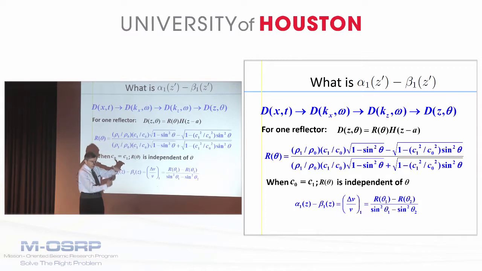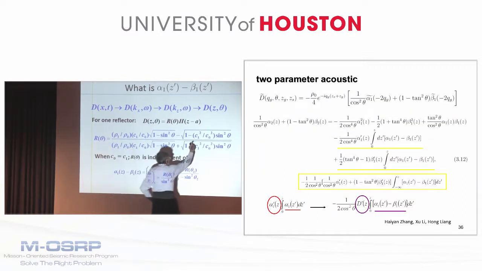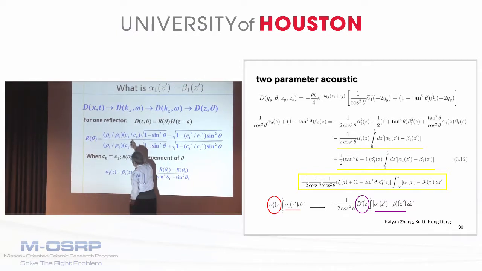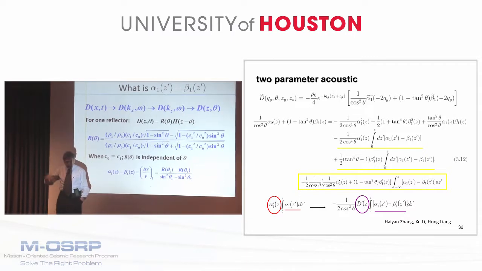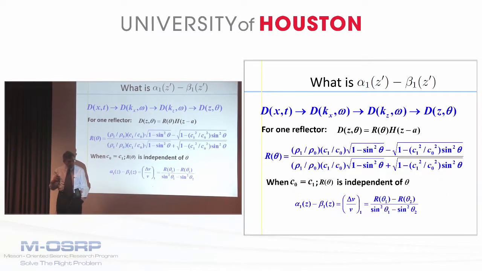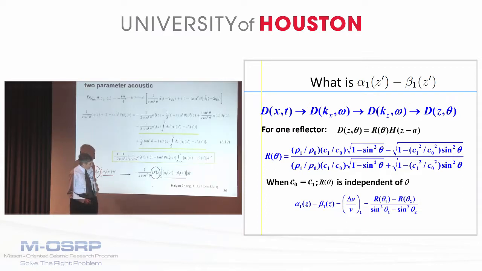If you don't have a velocity change, but you have a density change, you're going to get a reflection coefficient. But you're going to get a reflection that will not be a function of angle. Yes? If it's not a function of angle, r of theta 1 is r of theta 2, and the numerator is 0. If the numerator is 0, alpha 1 minus beta 1 is 0. And this says that reflection doesn't contribute.